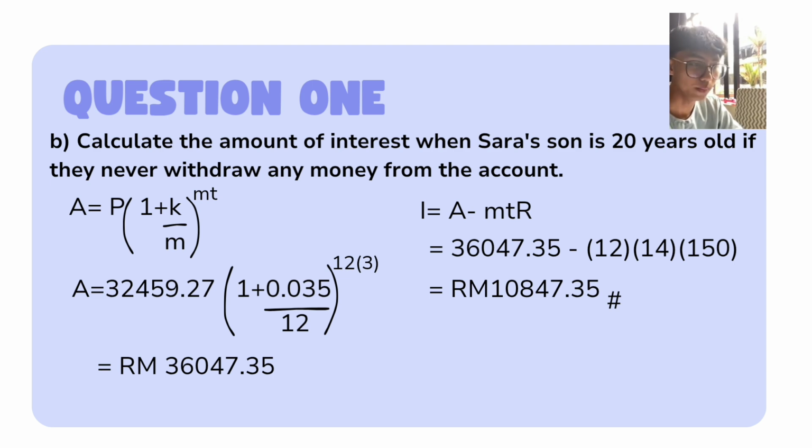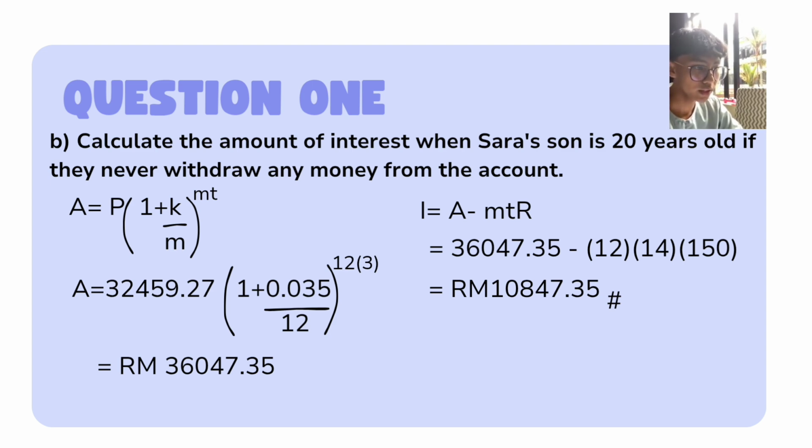She cannot withdraw any money from the account. So we know from the previous question, Sarah made payments until she was 17, so it increased by itself until it reached 20. So we must use the compound interest formula, which is A equals P bracket 1 plus K over M, close the bracket, power MT. Then we put in the values: P is 32459.27, 1 plus K 0.035 over M 12, close the bracket, MT, M is 12, T is 3 years, because from 17 to 20 we must add 3 more years. So we get 36047.35.